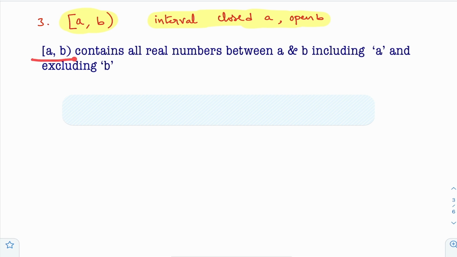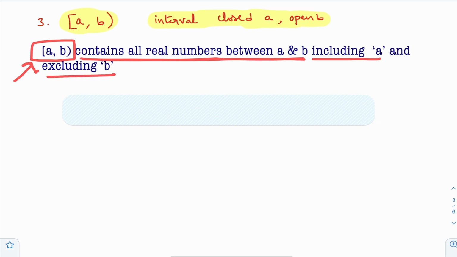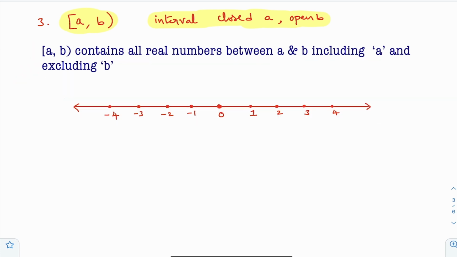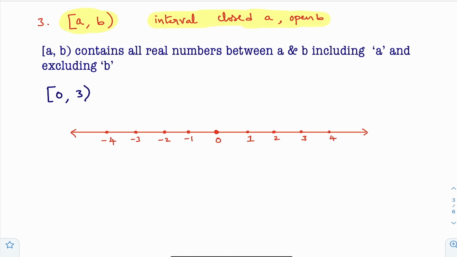So how do you read it? You read it as the interval closed a open b. It contains all real numbers between a and b, including a, excluding b. We will try to understand this on the number line. Okay, you observe this.